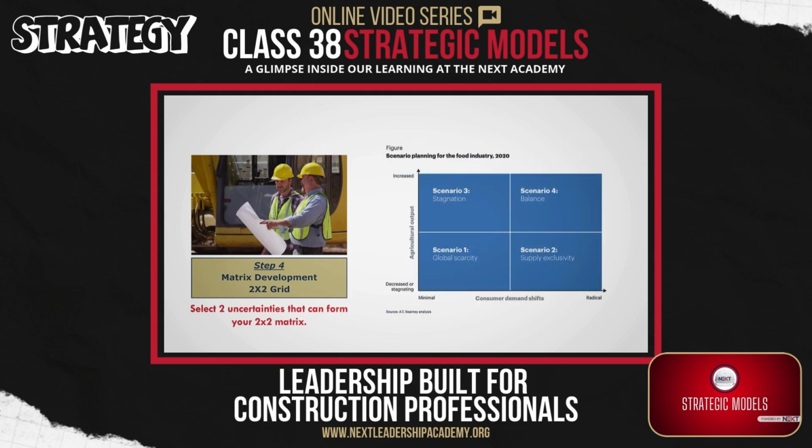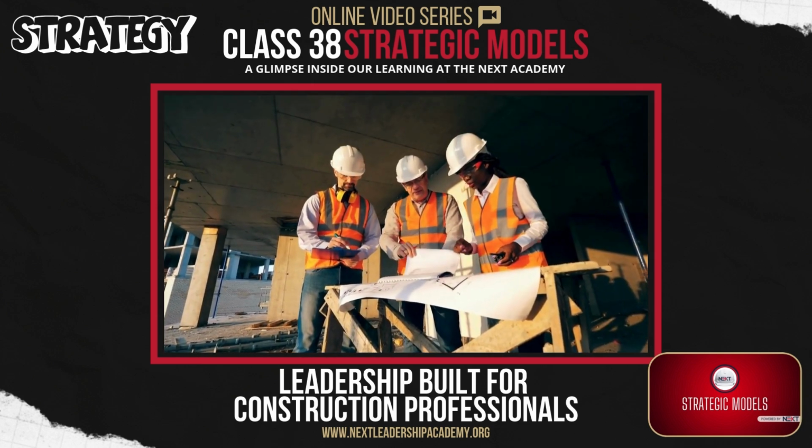Let's take a look at an actual scenario planning exercise that was done for the food industry. It compares the uncertainty of agricultural output, thinking about the changes in the agricultural industry and what will happen to food output, and compares that to consumer demands. As you can see, those two axes really create four possible scenarios: a scenario of stagnation, one of balance, one of supply exclusivity, and one of global scarcity. You can see the range of examples that this 2x2 matrix provides for us.